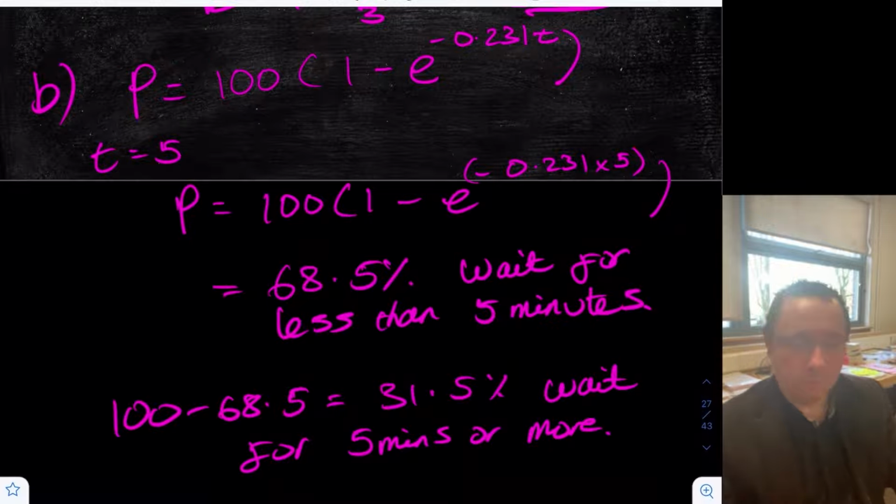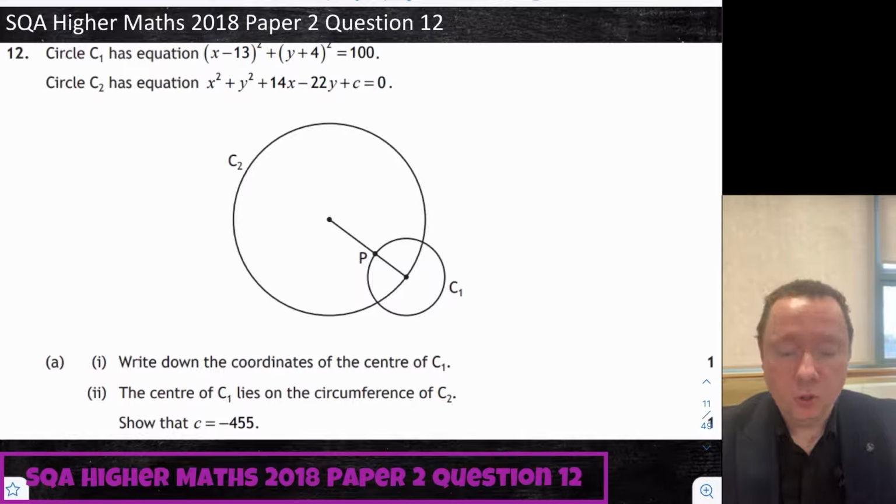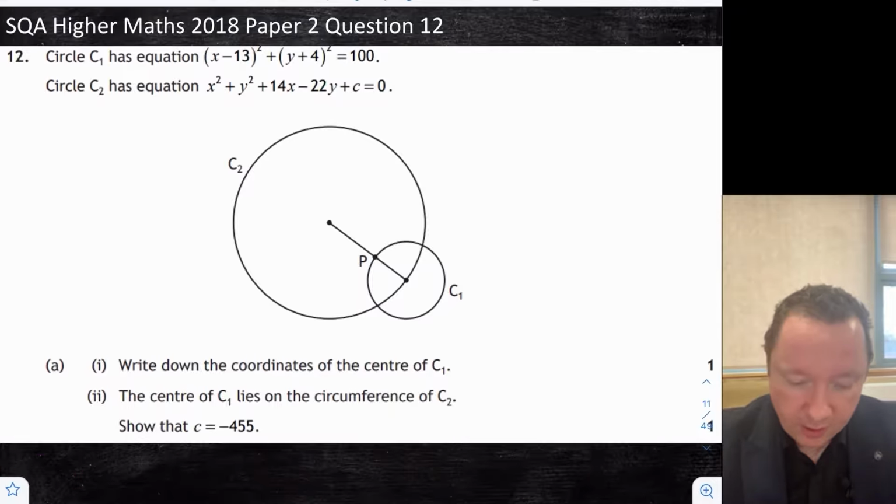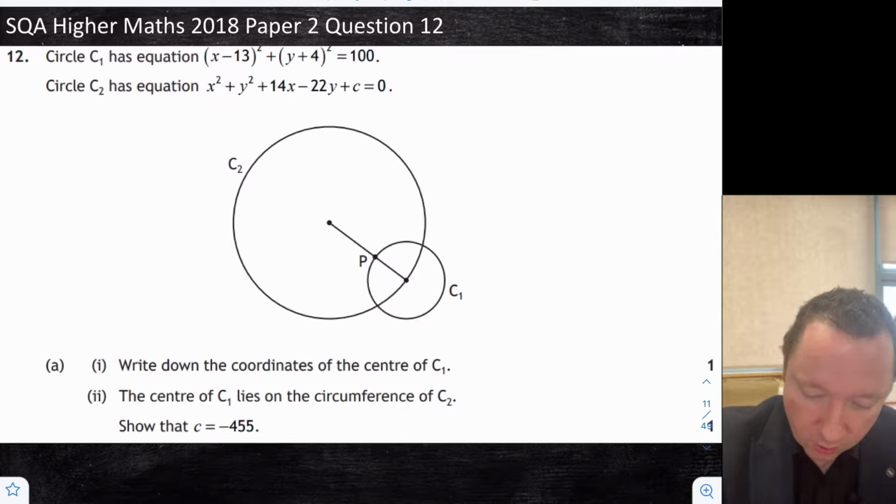And we're done there. SQA Higher Maths 2018, Paper 2, Question 12. Circle 1 has the equation (x − 13)² + (y + 4)² = 100, and circle 2 has this equation. Write down the coordinates of the centre of circle C1. Well, that's nice and easy. C1 centre equals (13, −4).